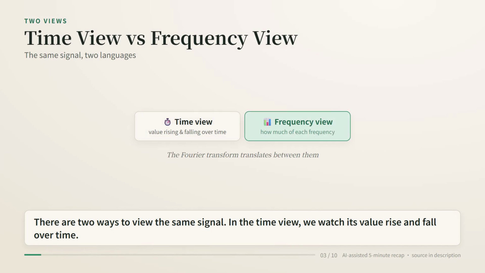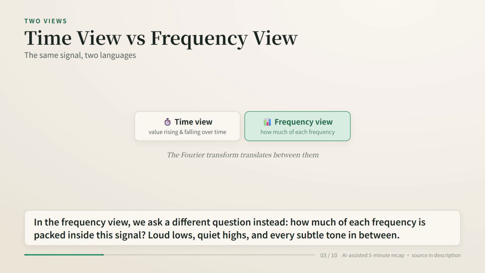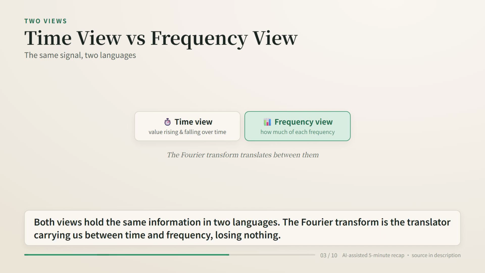There are two ways to view the same signal. In the time view, we watch its value rise and fall over time. In the frequency view, we ask a different question instead: how much of each frequency is packed inside this signal? Loud lows, quiet highs, and every subtle tone in between. Both views hold the same information in two languages. The Fourier transform is the translator carrying us between time and frequency, losing nothing.